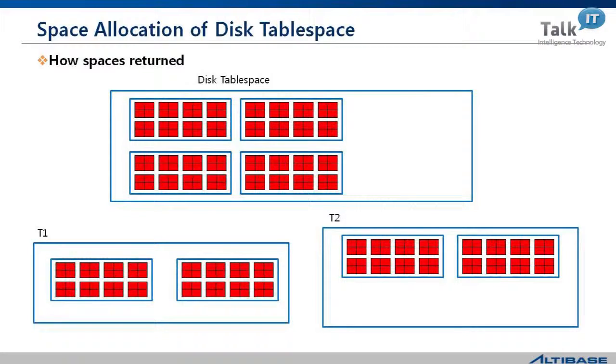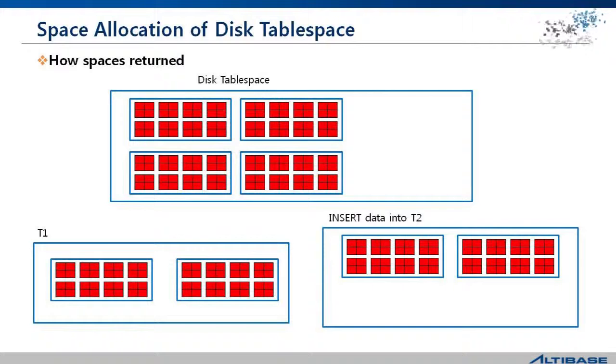Now let's have a look at how spaces are returned in disk tablespace. As you can see, the disk tablespace has no free pages at all, which are all in used status. So table T1 and table T2 are allocated with 2 extents each, and their pages are also used as well, meaning there is some data in them. That is why all the pages from this tablespace are used as well.